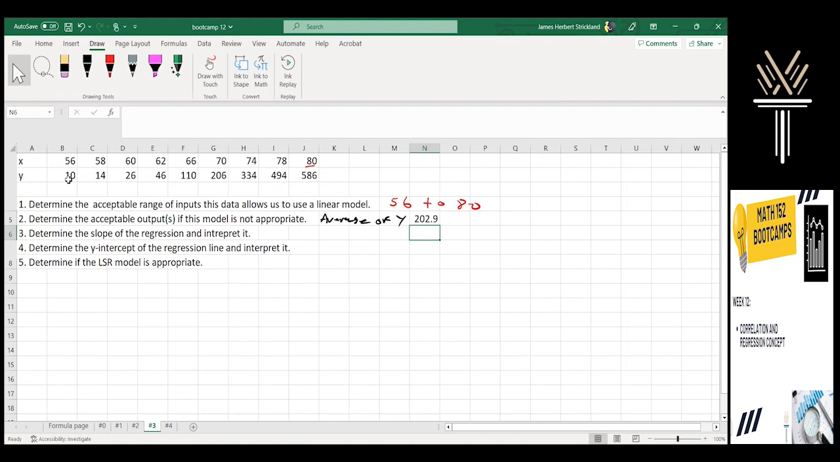Now, in higher statistics, you would do other calculations too and decide whether it's skewed left, skewed right, and all that. But for now, for these assignments, if they tell you the model is not appropriate, just take the average of y. That's all they want you to do.